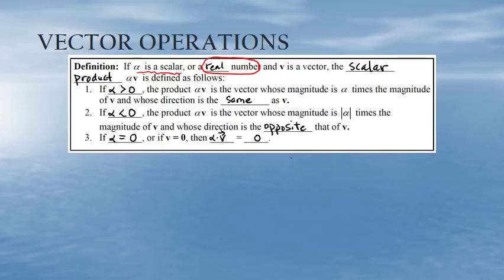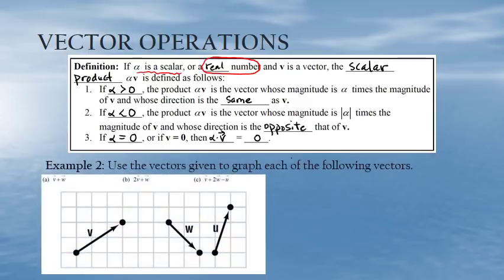Now let's take a look at an example to try and have this make a little bit of sense. Example 2 says use the vectors that are given to graph each of the following vectors. And I've given you in the picture vector v, vector w, and vector u, and I'm asking you to find 3 things. The first thing I'm asking you to find using the picture is what is vector v plus vector w. Now what I mean by that is I want to see that vector.